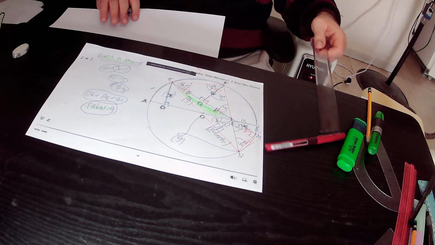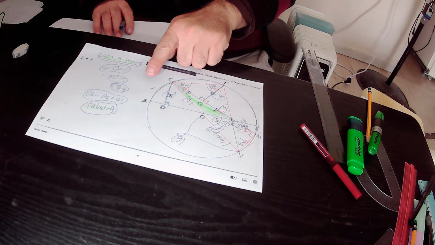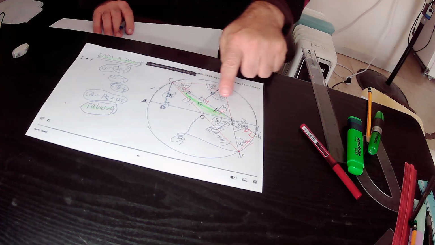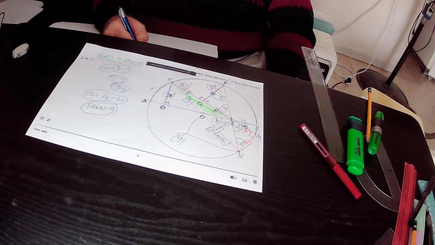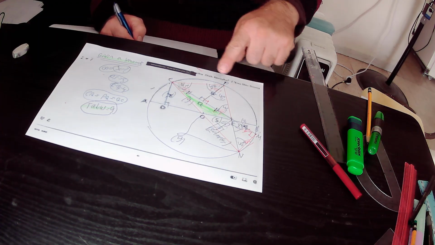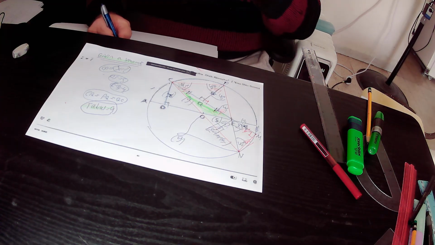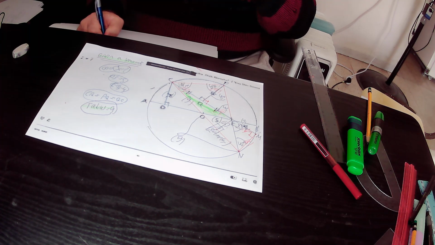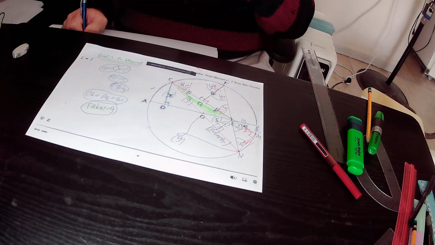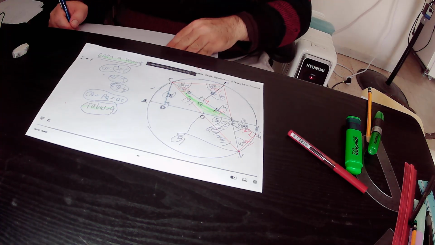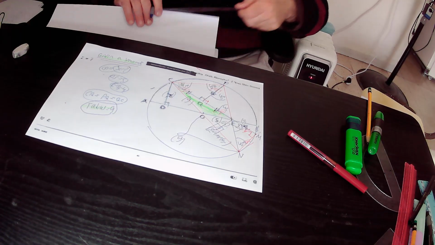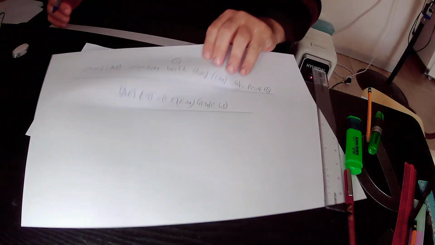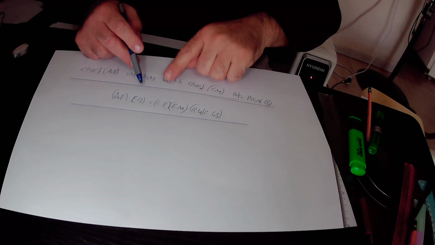According to rule 65, the following equation is true: AE times EB equals CE times EM.